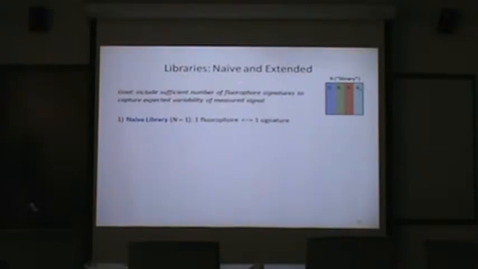So the goal of the library is basically to include in there a sufficient number of fluorophore signatures so that we capture the expected variability of the measured signal. Now, a naive way of constructing a library is basically to say, hey, if I have 4 fluorophores, let's say, I know what each of them looks like, so I have one signature, one column in there per fluorophore. But as I mentioned before, this isn't a very good thing to do with tomography, especially when you're imaging through bulk tissue, because the shape of that signature varies depending on where the fluorophore is. So you can't really say the fluorophore is going to look like this when you don't know where it is.